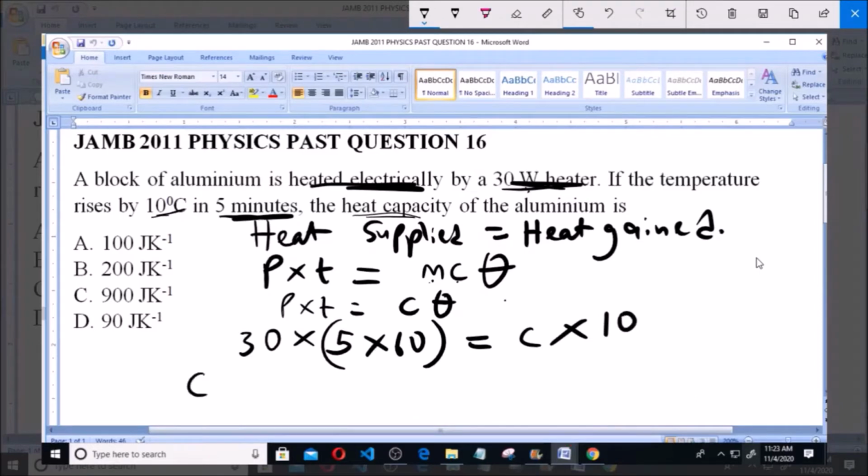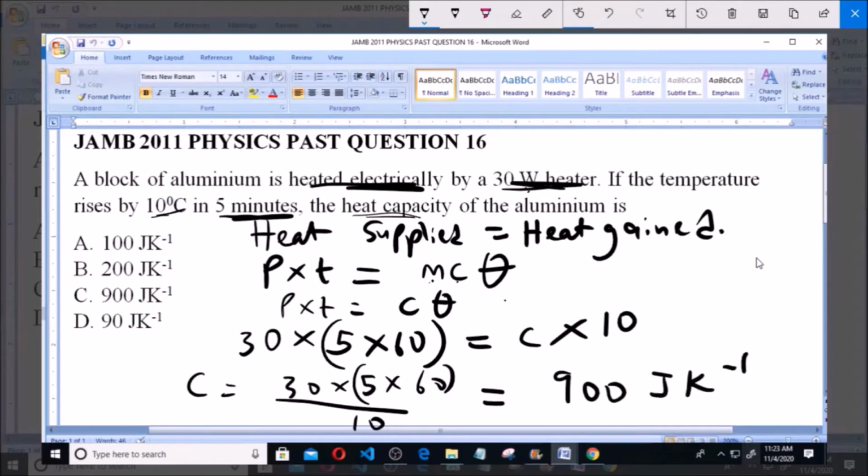So C is equal to 30 times 5 times 60 divided by 10, and this is equal to 900 joules per Kelvin. 900 joules per Kelvin is option C, which is the correct answer to this question.